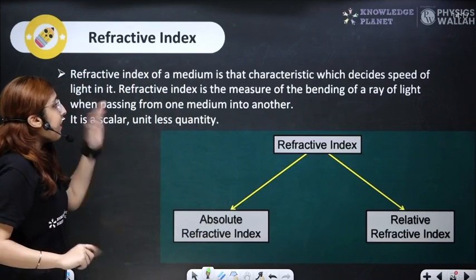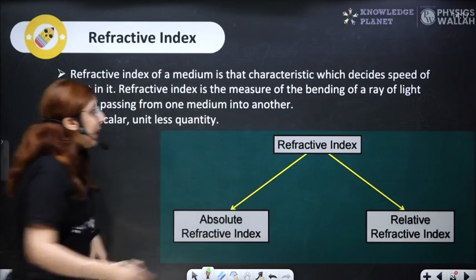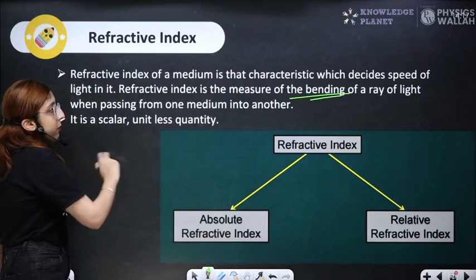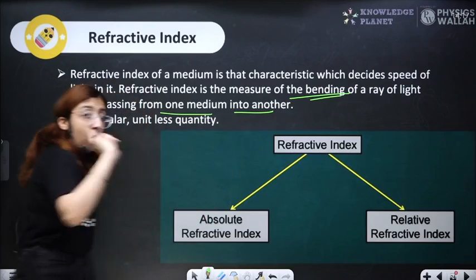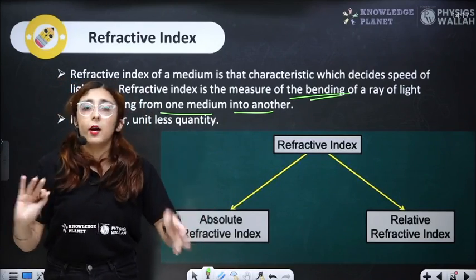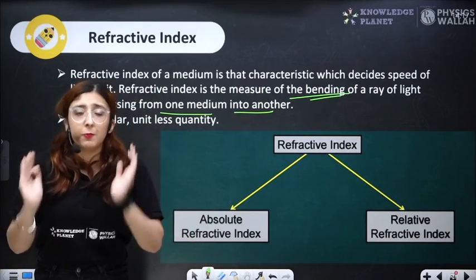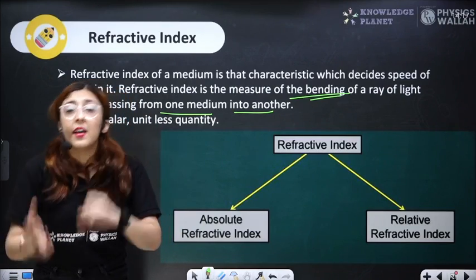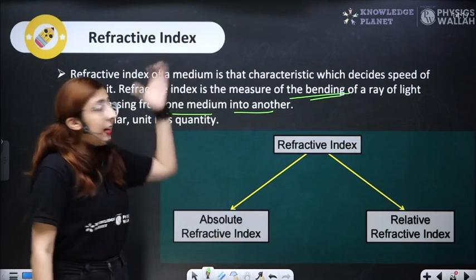Now, refractive index is the measure of bending of a light ray when it is passing from one medium to another. Of course, in refraction, two mediums will be there. So yes, there will be bending and there will be speed variance. How much bending will happen and how much speed variance will take place, refractive index will tell us.